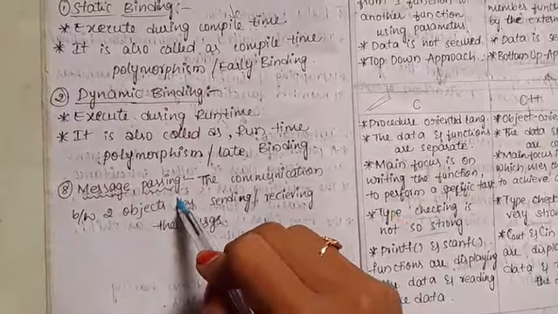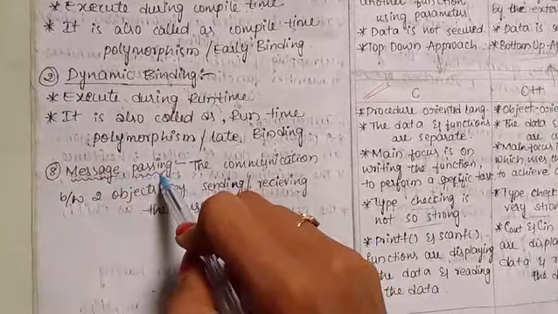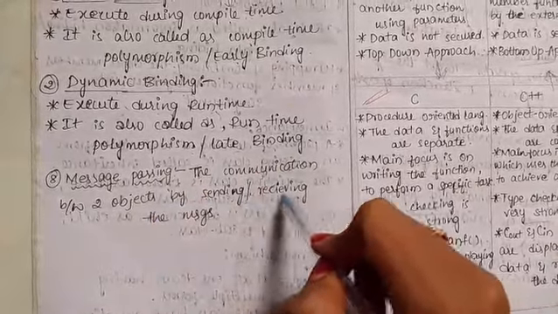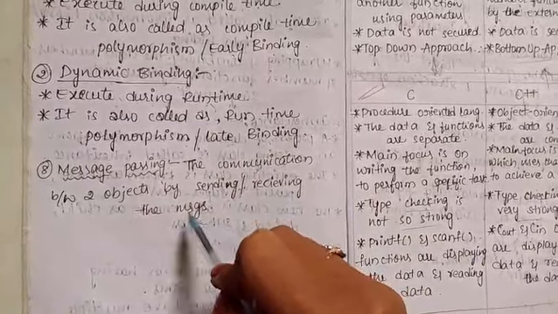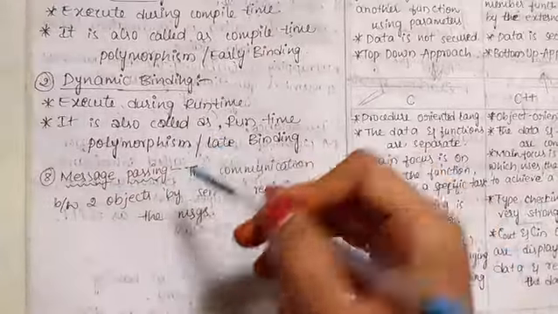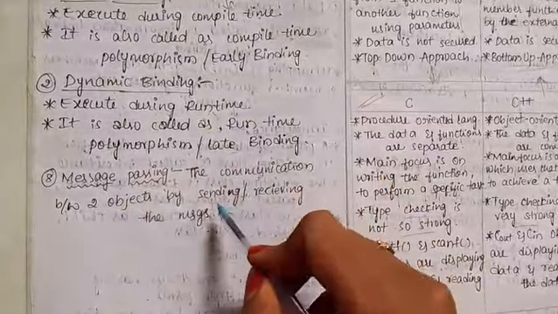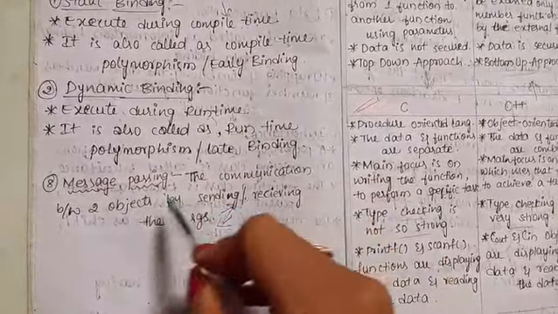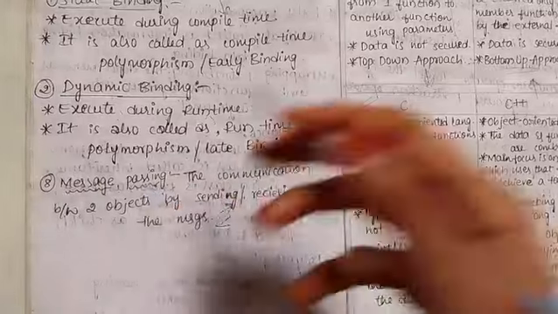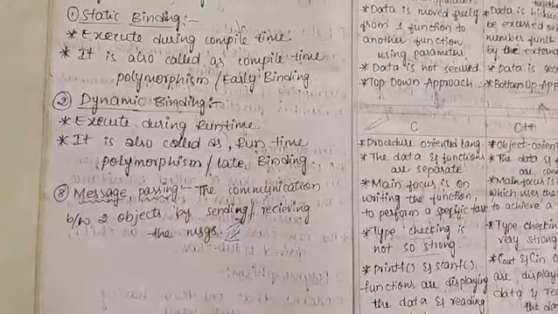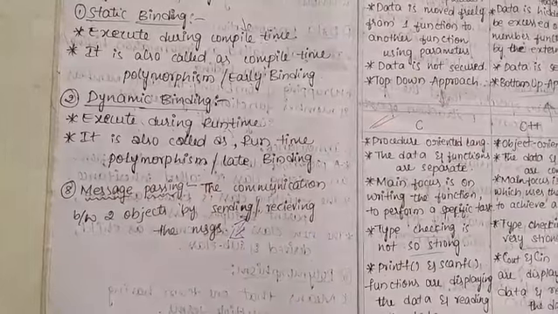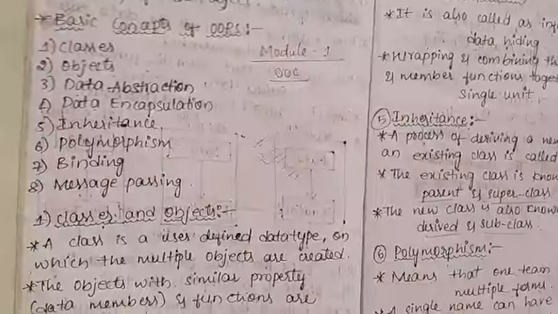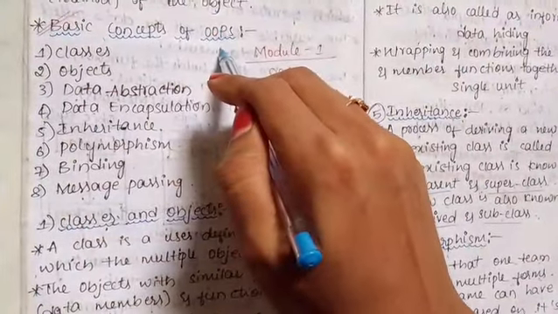Here we have one more concept, that is message passing. The communication between two objects by sending or receiving messages. Message passing means some communication between two objects, which may be sending a message or receiving a message. That is called message passing. Very simple, right? Easily you can score 8 to 10 marks by just explaining these 8 steps. These are the basic concepts of OOPS.